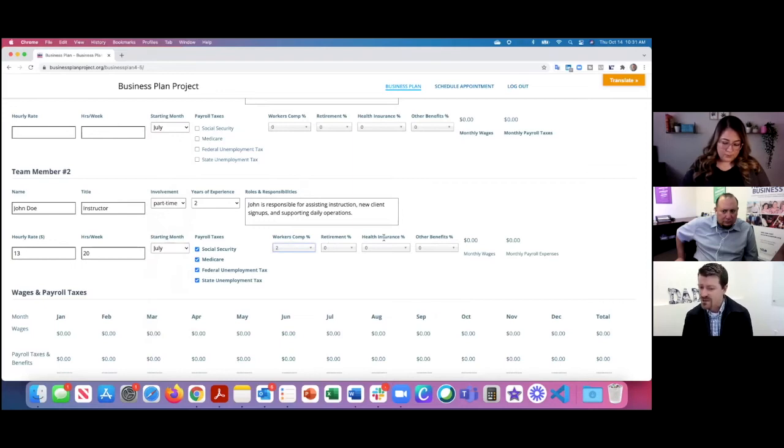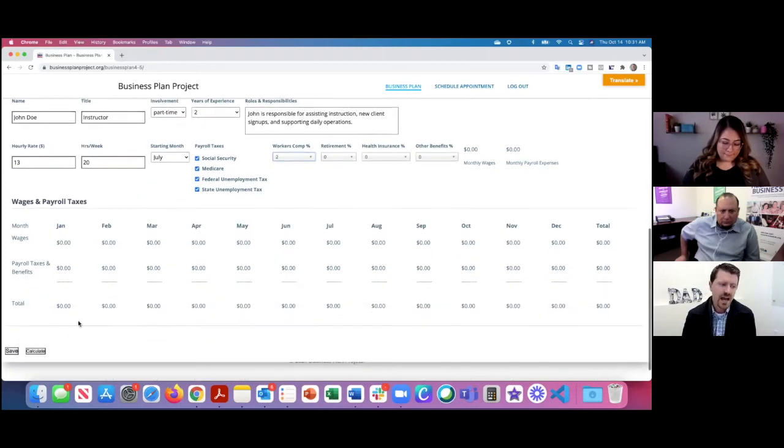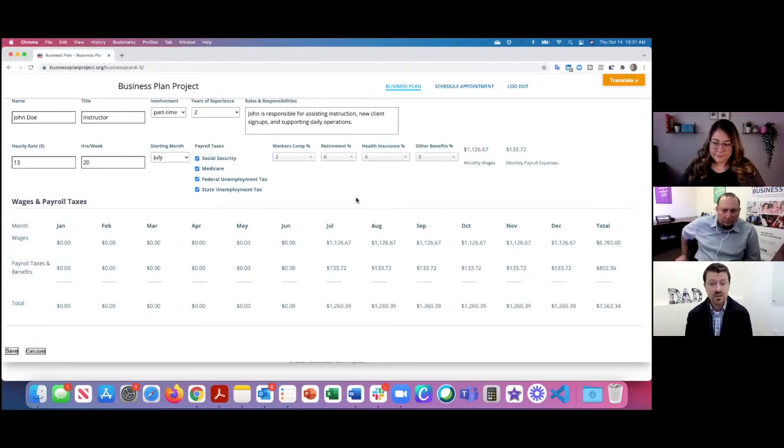Then we can add retirement, health care insurance, other benefits if we offered those. But at a bare minimum, payroll taxes and workers' comp is what I see most. And now, without further ado, we can hit calculate, and it will take all the math out of having to calculate our payroll budget. But payroll is a big expense for business owners, and you really have to keep a keen eye on that in terms of, where is that money going?